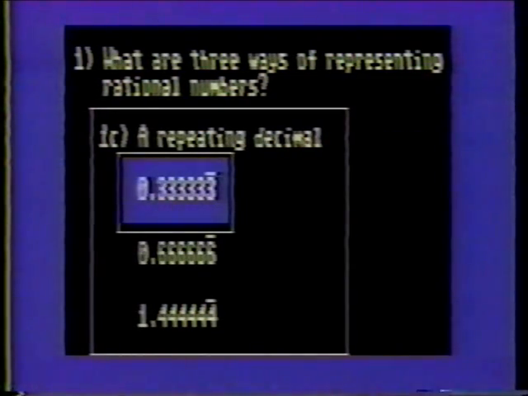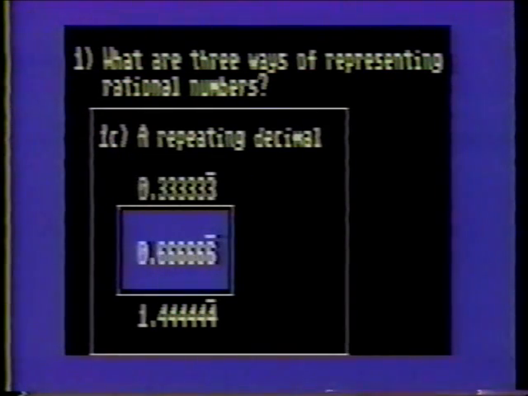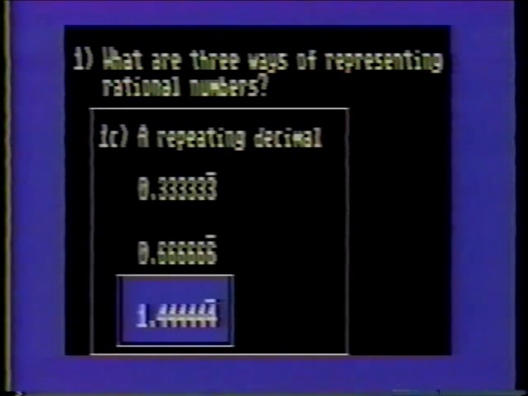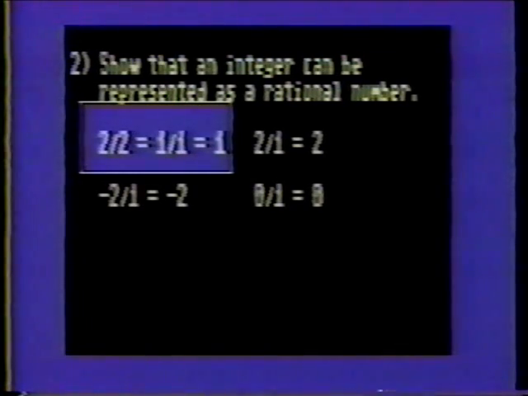1C, as a repeating decimal, 0.333333, 0.666666, 1.444444. Number 2. Show that an integer can be represented as a rational number.